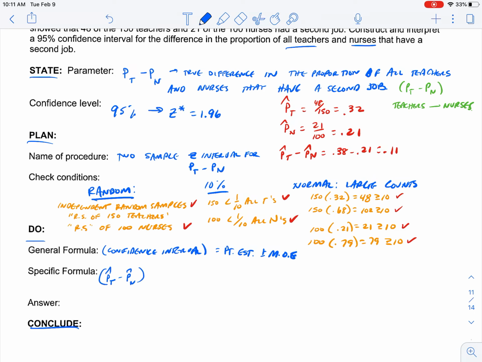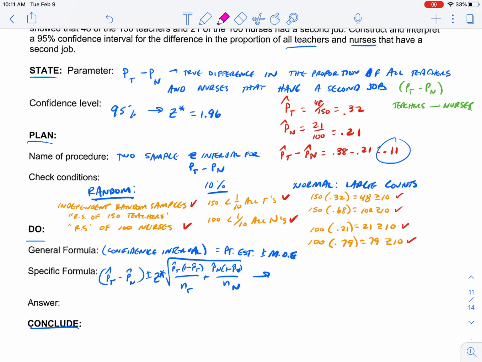When we do the specific formula, we're going to have p hat sub t minus p hat sub n. And that was the difference that we found above here, right? So that's our 0.11. And we're going to have plus or minus z star times, and this is where our big formula comes in, the square root of p hat sub t times 1 minus p hat sub t over n sub t, plus p hat sub n times 1 minus p hat sub n over n sub n. And you're going to see that this comes together really, really quickly.